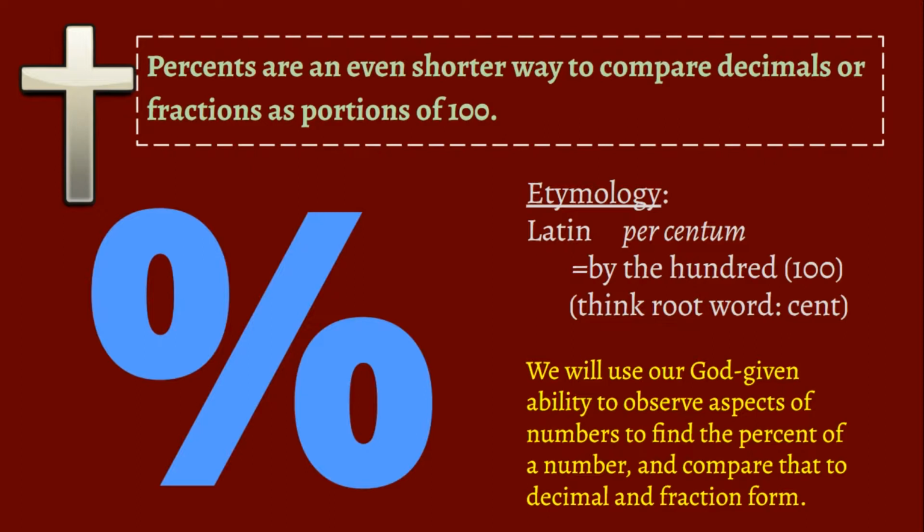Percents are just a portion out of 100. We talked about the etymology of percent, that it comes from the Latin word percentum, which means by the hundred, and that we're going to use our God-given ability to observe aspects of numbers to find the percent of a number and compare that to decimal and fraction form.